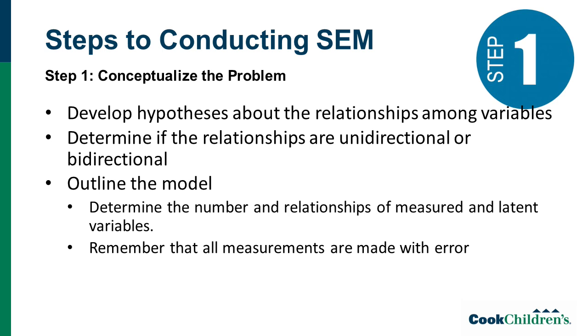So next, we're going to outline the model. Now that we have our hypotheses, we outline the model, and we're going to do that using a path diagram depicting the structural and measurement models, as you saw previously. We must determine the number and relationships between measured and latent variables and whether or not they're included in our model. And we must also remember that all measurements are made with error.